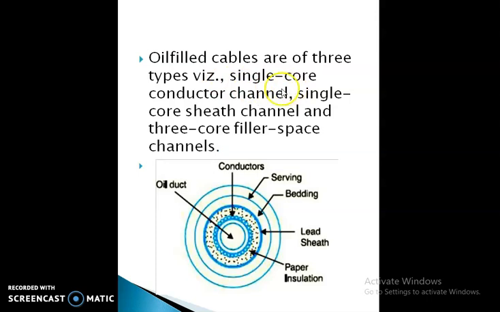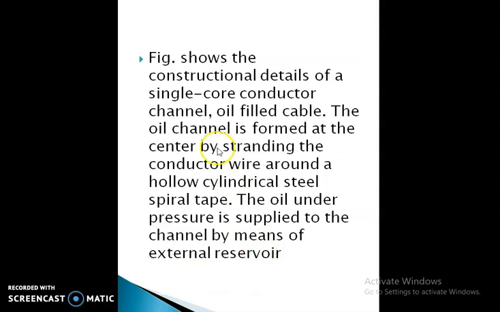Oil filled cables are of three types: single core conductor channel, single core sheath channel, three core filler space channels. This is the oil duct, this is the conductor, this is serving layer, this is bedding layer, this is lead sheath, this is paper insulation. Figure shows construction detail of a single core conductor channel oil filled cable.